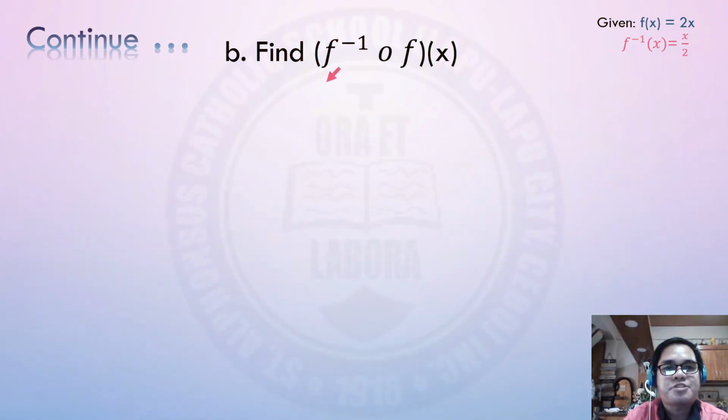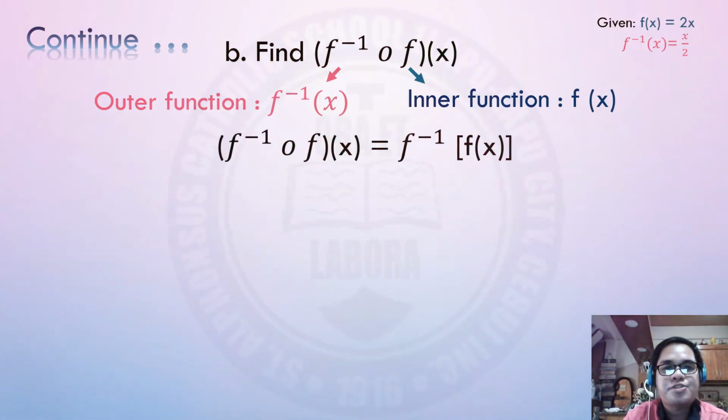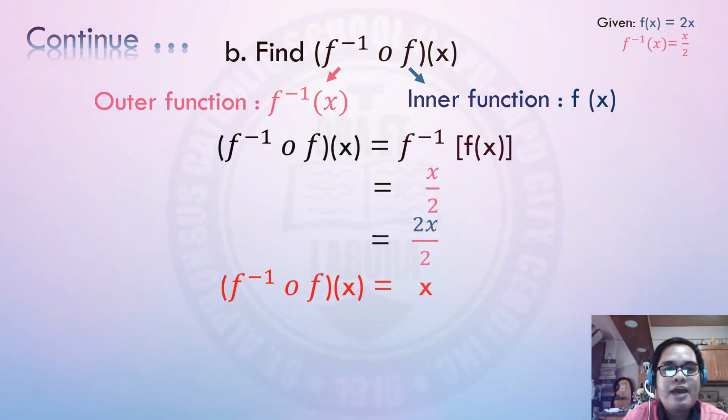to identify the outer function and the inner function first. The outer function is f inverse of x because it is written at the left side of the notation, and the inner function is f of x because it is written at the right side of the notation. Here are the solutions. F inverse circle f of x can be written as f inverse of f of x. Place the equivalent of our outer function, f inverse of x, which is x over 2. And then substitute the variable x with inner function f of x, which is 2x. Copy over 2. Then simplify them further by cancelling 2 and 2, and we come up with another function, which is f inverse circle f of x equals x.